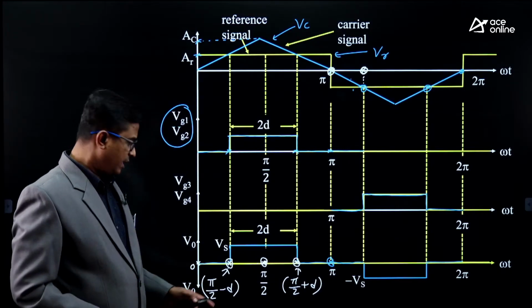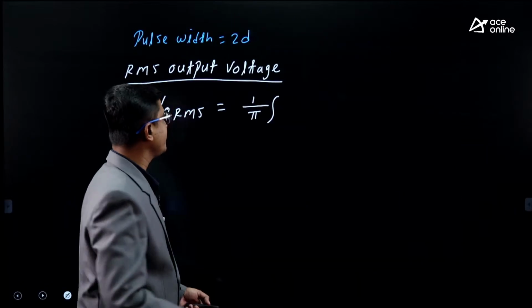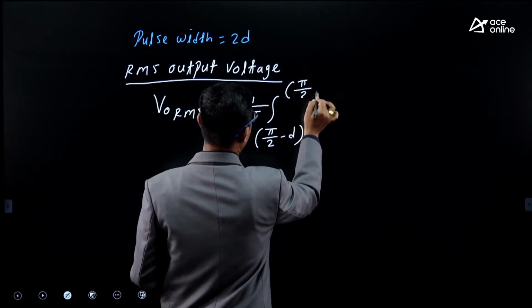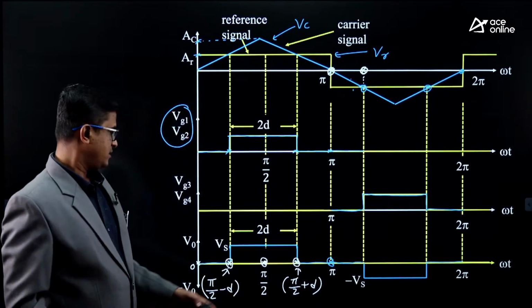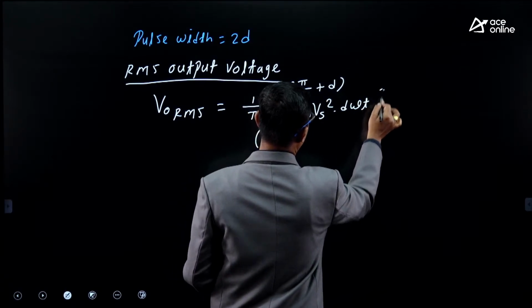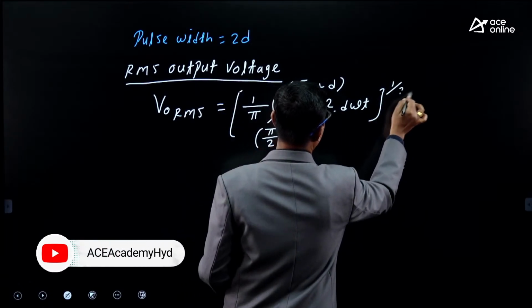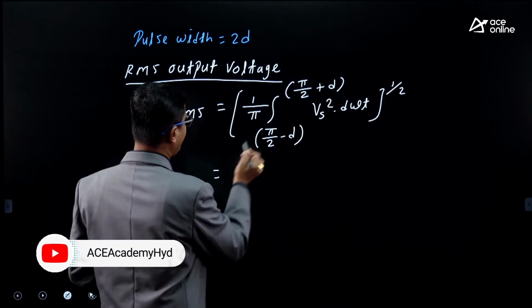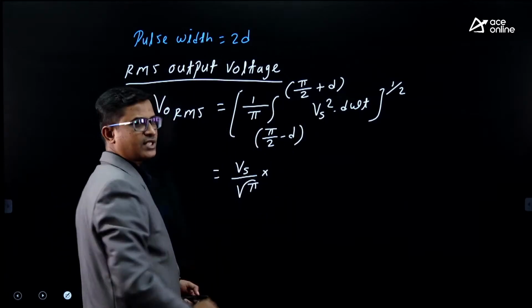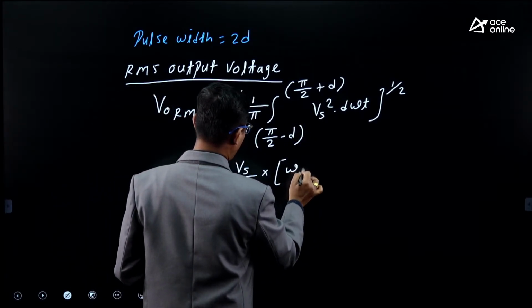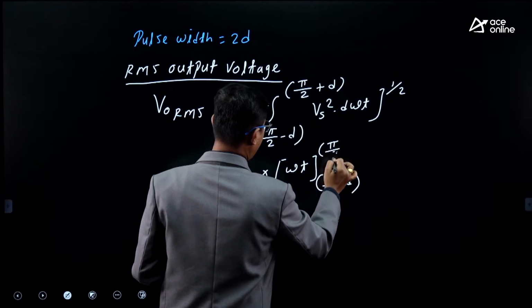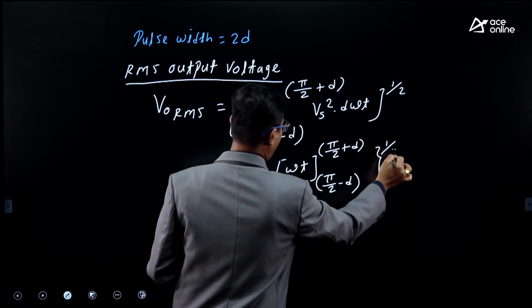Now let us find the RMS. Integration from pi by 2 minus D till pi by 2 plus D. Right? Yes, what is the value? Vs square into d omega t, to the power 1 by 2. Let us simplify. It is equal to Vs upon root pi. I am taking Vs square outside, this pi also outside. Integration of 1 d omega t is omega t. Limit pi by 2 minus D till pi by 2 plus D, to the power 1 by 2.